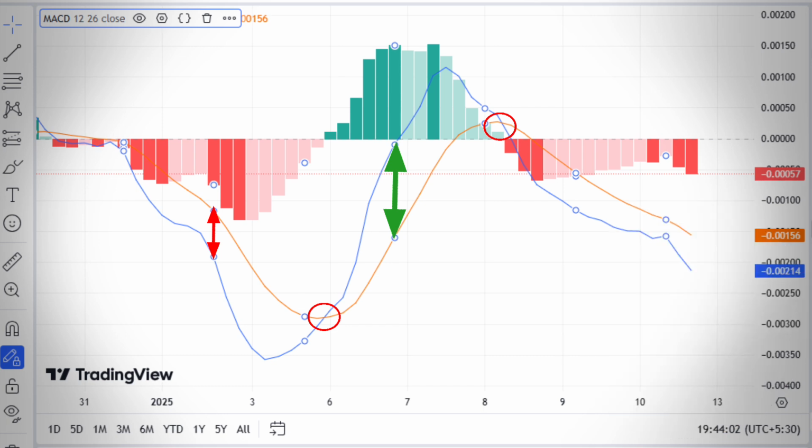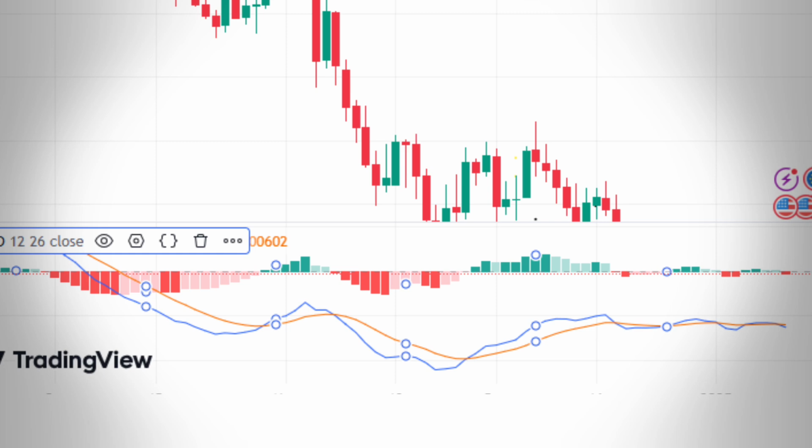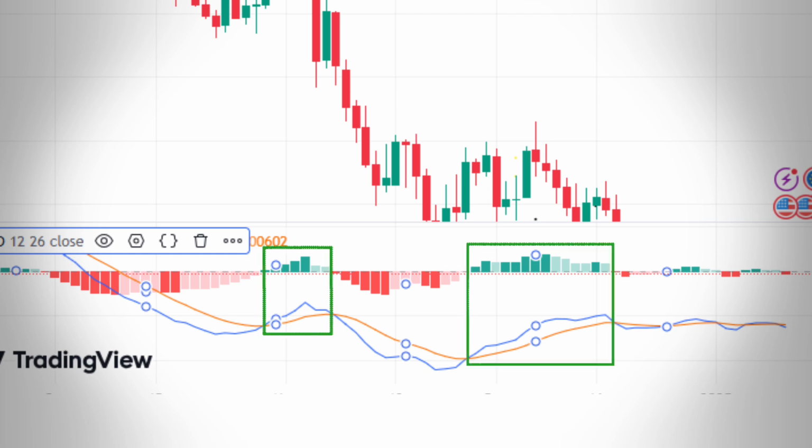Also note that when the MACD line is above the signal line, green bars are formed on the histogram column. And when it is below the signal line, red bars are formed. So on this chart, we see that the MACD line is above the signal line, and so green bars are formed. However, you can notice that the green bars are small, meaning that there is a weak uptrend.